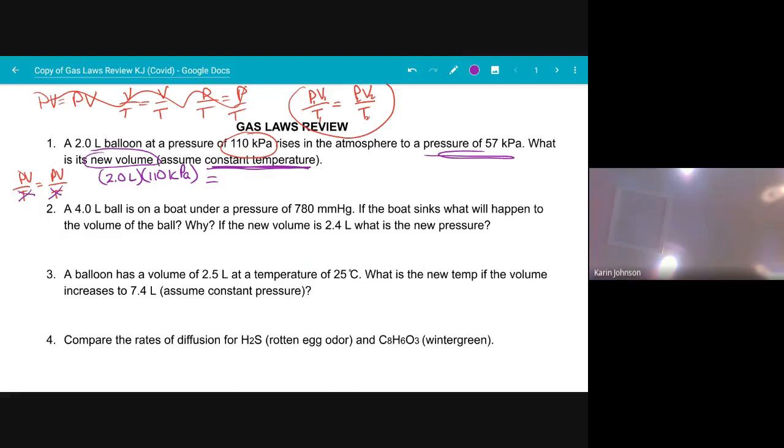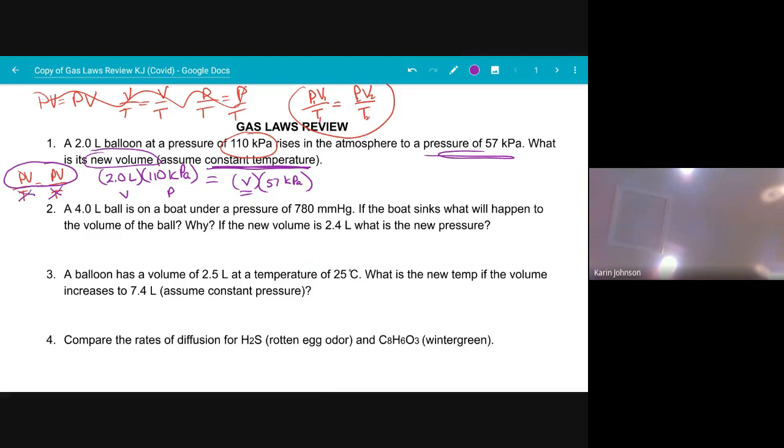I don't have to put anything down for temperature. So now I'm just doing what's called Boyle's law, which is PV equals PV. Oh, I did it backwards. This is V and this is P, but whatever. That's my volume and my pressure. And now my next one, I'll do it the same way. So we're looking for volume. We don't know volume. And my new pressure is 57 kilopascals.